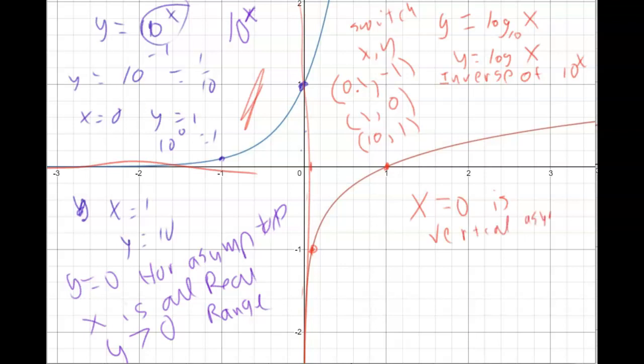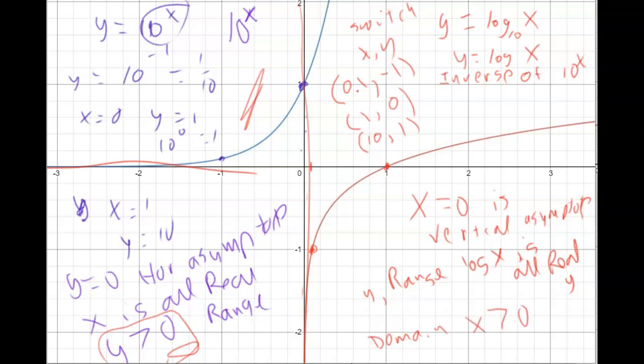In this vertical asymptote, you do not cross it. You never can get there. So the domain of your exponential function was all real numbers. That means the range of your log function is all real numbers, like the y's. The range over here of your exponential function was y had to be greater than 0. So the domain of your inverse of that, which is a log function, is x has to be greater than 0. And that's why you have this vertical asymptote.